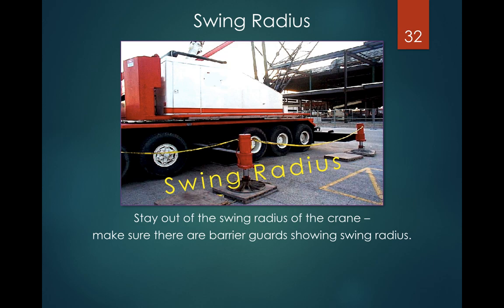Barrier guards showing the swing radius. That right there, right in the center, is the stabilizer that we mentioned in previous slides, just giving more support to the crane.